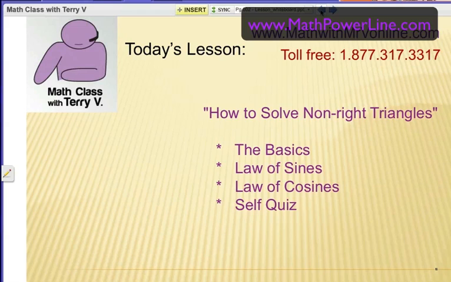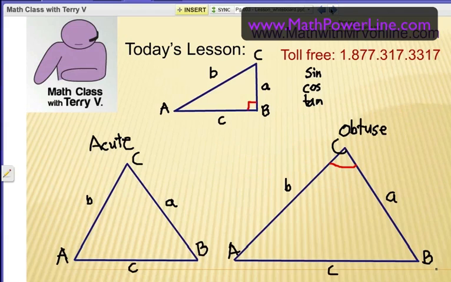We've been talking about solving non-right triangles. We've gone over the basics of that, and we talked about how you can use the law of sines and the law of cosines in solving the missing parts of a triangle. Now, non-right means, of course, triangles without a right angle, so we're either looking at acute triangles like this or obtuse triangles, where one angle is an obtuse angle.